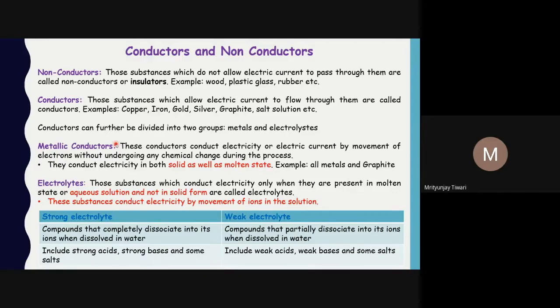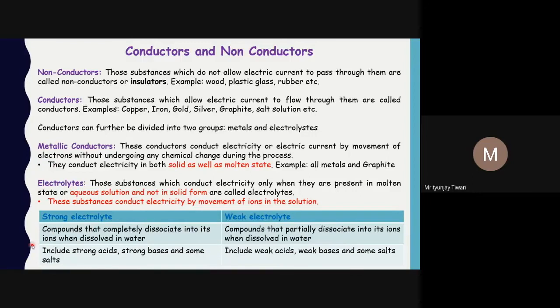Now they are in solution form, and we know in solutions particles can move. If you create a potential difference, these cations and anions move in certain directions, so they conduct electricity because of the movement of cations and anions, that is, the movement of ions. So electrolytes conduct electricity by movement of ions in the solution. Electrolytes can be of two types, strong electrolyte and weak electrolyte. If you remember, we have studied it in ionic equilibrium: what is a strong electrolyte and what is a weak electrolyte?